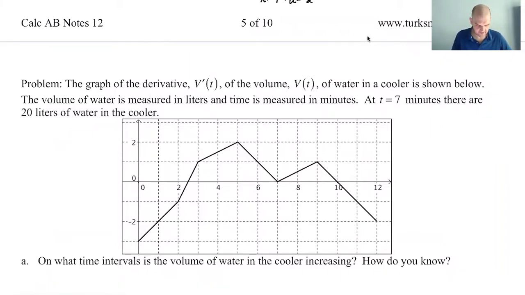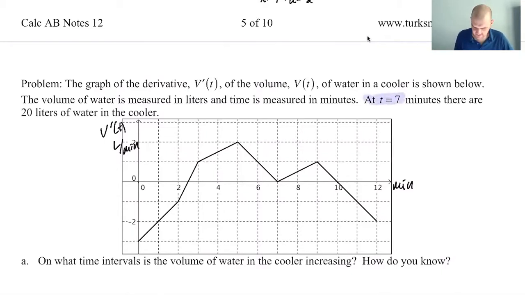Graph of the derivative v prime of t. So this is v prime of t. I wonder what the units are. Of the volume v of t of water in a cooler is shown below. The volume is measured in liters. Time is measured in minutes. So this, I guess, is liters per minute, and then this would be minutes. I think it's good to do that. I don't always do it. I probably should label things up. It's harder to make mistakes with units when you do that, but what are you gonna do?